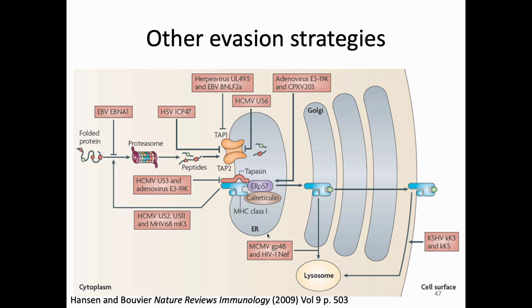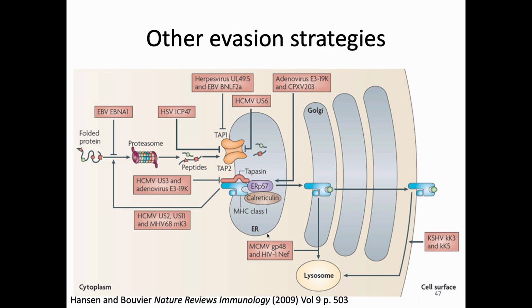In fact, this strategy is so common. So many viruses have evolved ways to do this that we actually have a whole other arm of the immune system that recognizes cells that don't have MHC class 1. And if you don't have MHC class 1, you're messed up, and we kill you.